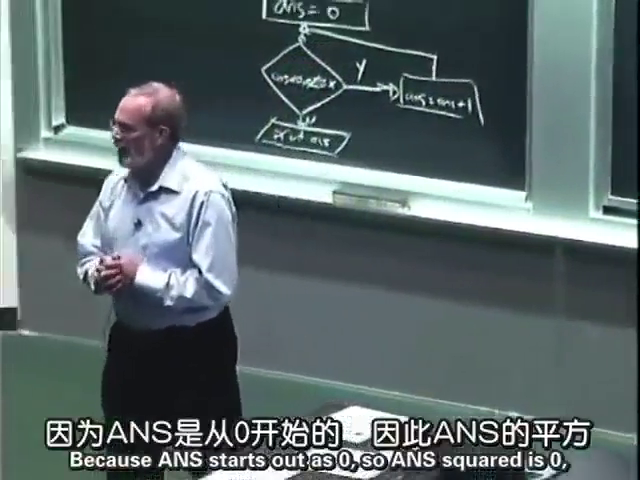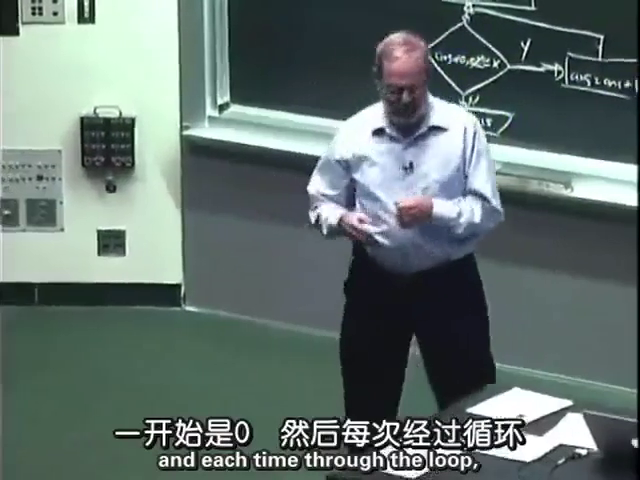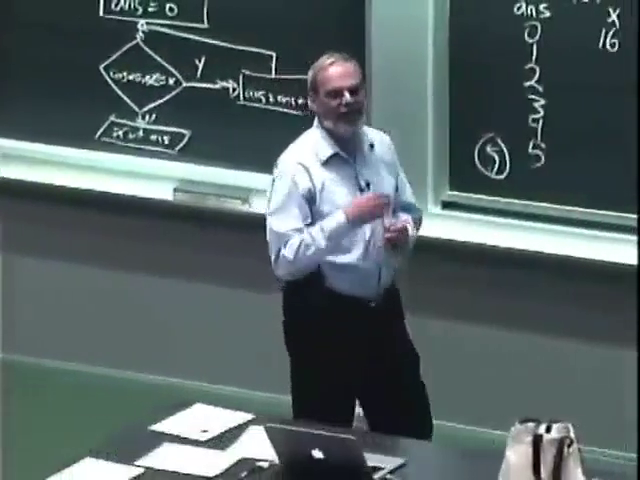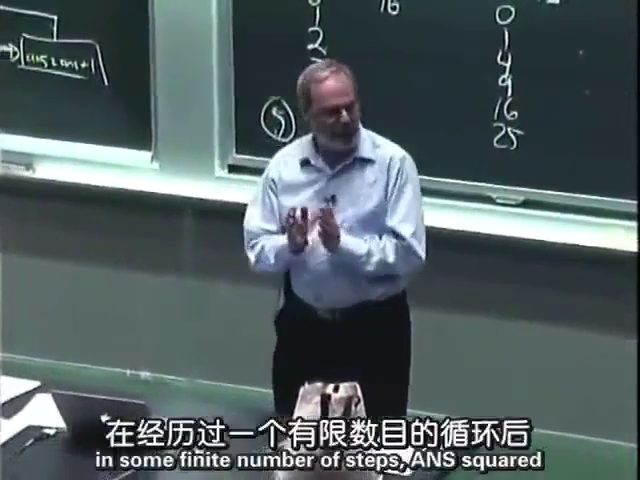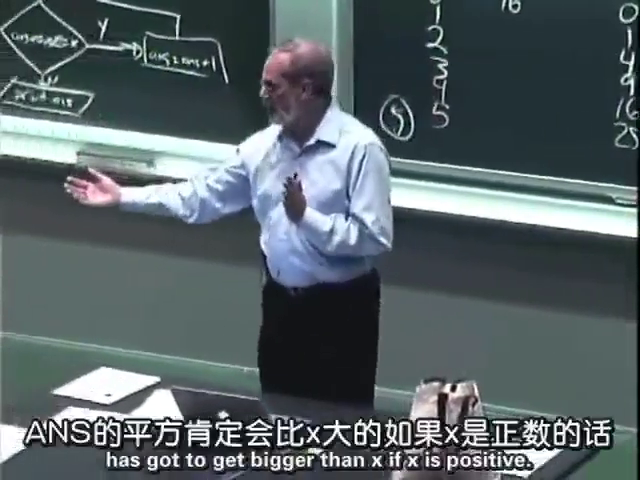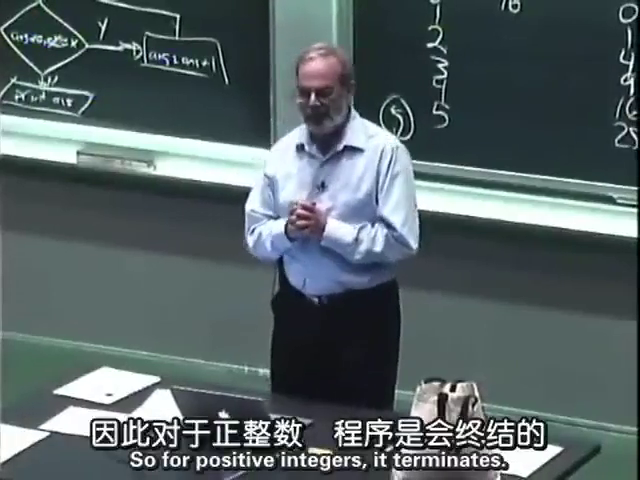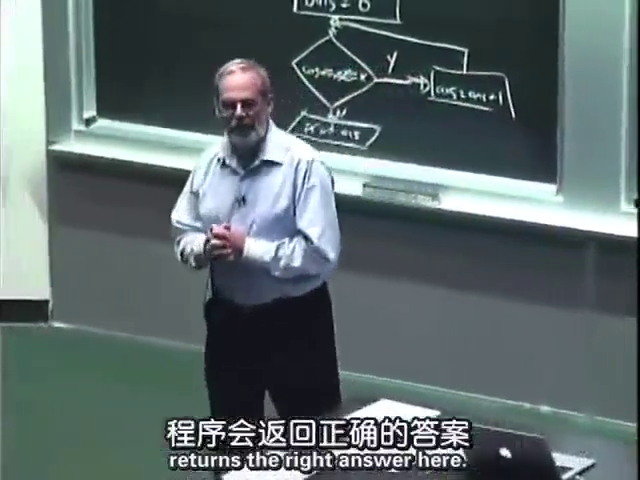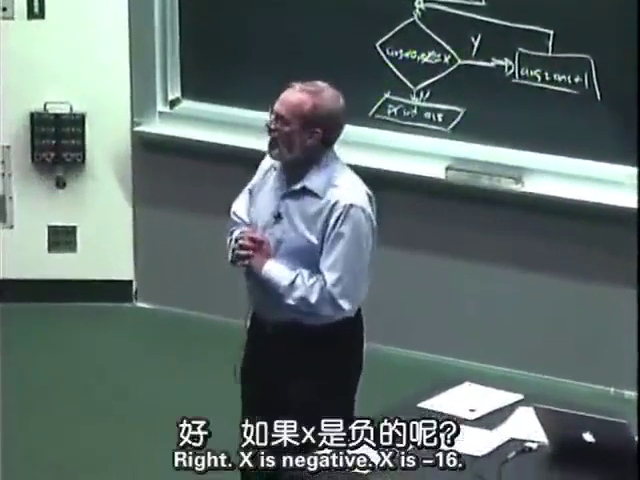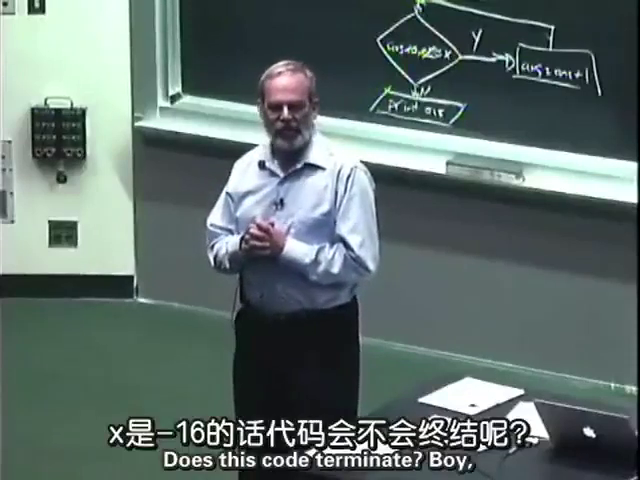Sure, all right, because answer starts out at 0. So answer squared is 0. And each time through the loop, answer is increasing. That means at some point in some finite number of steps, answer squared has got to get bigger than x if x is positive. So for positive integers, it terminates. And it probably, I think we could deduce, returns the right answer here. Right, x is negative. x is minus 16. Does this code terminate?